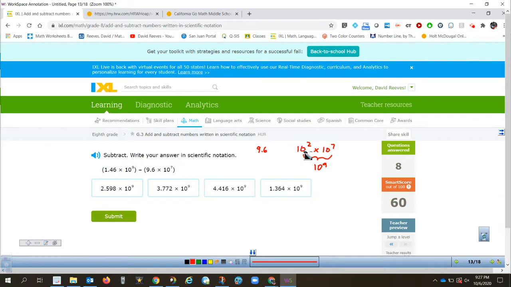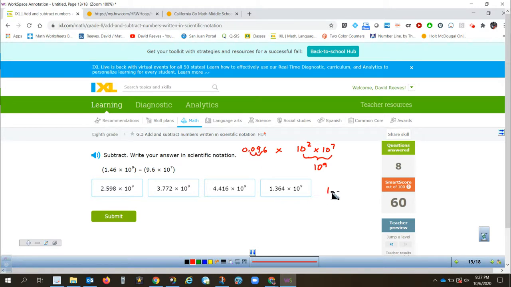All right, I just made this what? 100 times bigger. I just moved the decimal 2 places to the right. So what do I have to do here? I have to move it 2 places to the left. If you make the power of 10 100 times bigger, you must make the coefficient 100 times smaller. I changed it from 10 to the 7th to 10 to the ninth. This moves it 2 to the right. So to balance it out, I have to move it 2 to the left.